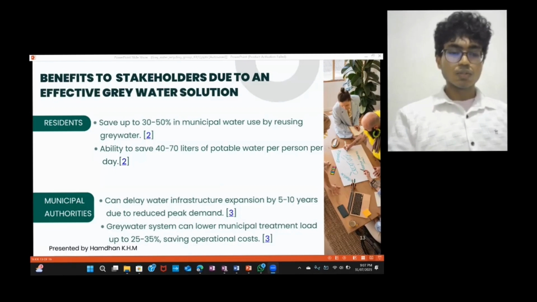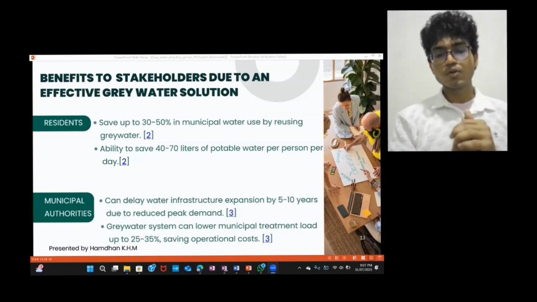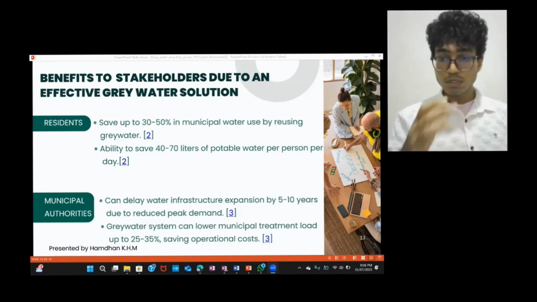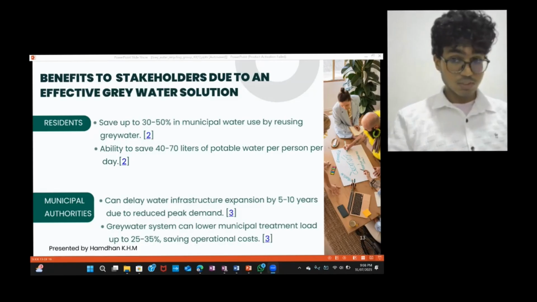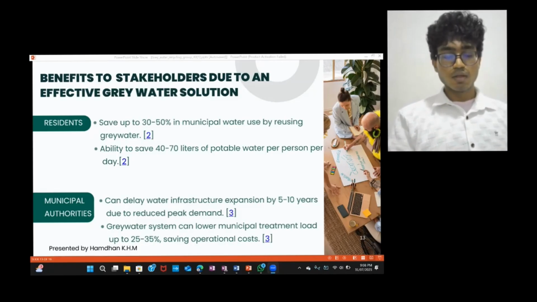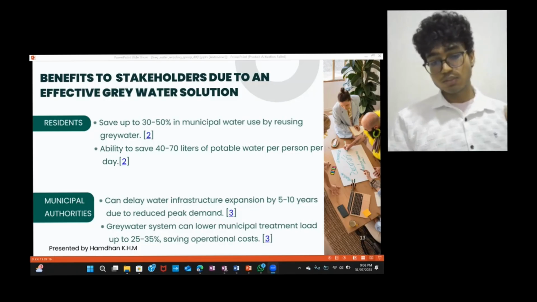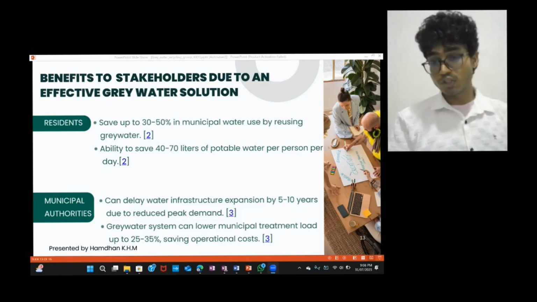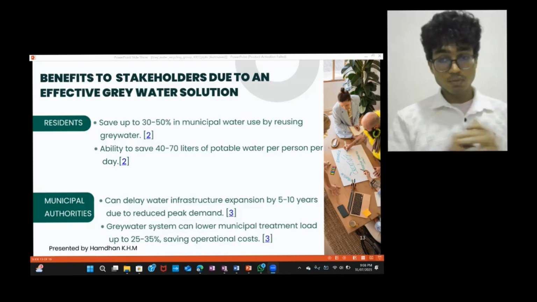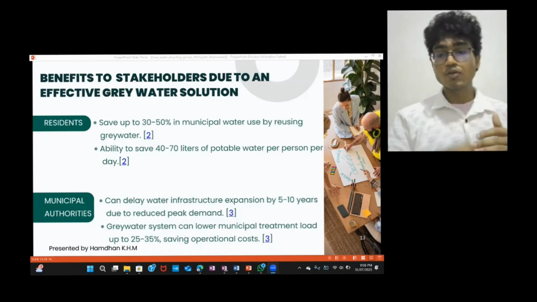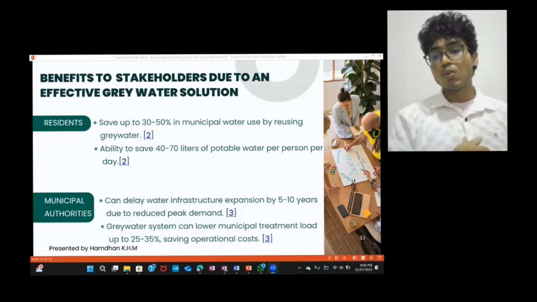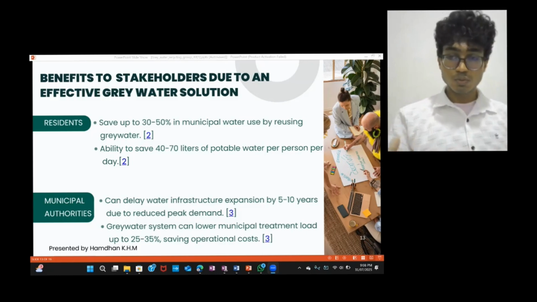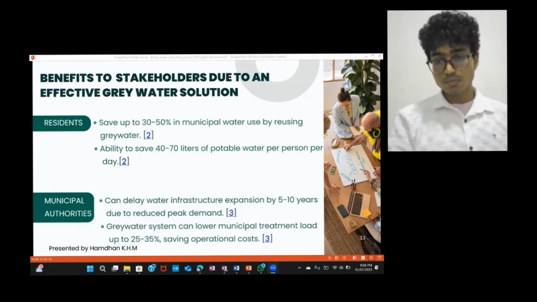Another group of stakeholders are the municipal authorities. The municipal authorities can delay water infrastructure expansion by 5 to 10 years due to reduced peak demand, which results from using greywater resources. The second benefit is that greywater systems can lower the municipal treatment load by 25 to 35%, saving operational cost. Since the net amount of water used has been reduced, the amount of wastewater released would also be reduced, which means the infrastructure used to control, divert and manage it is also reduced.